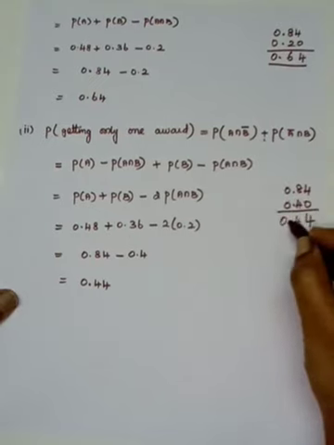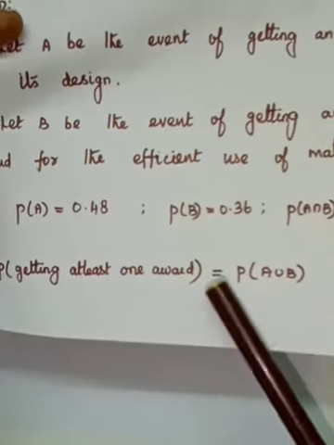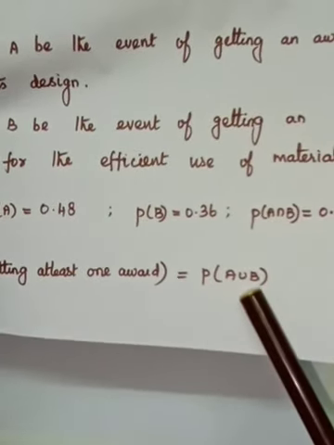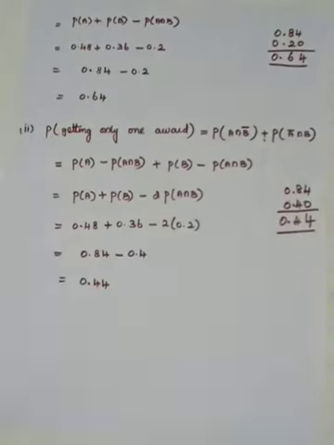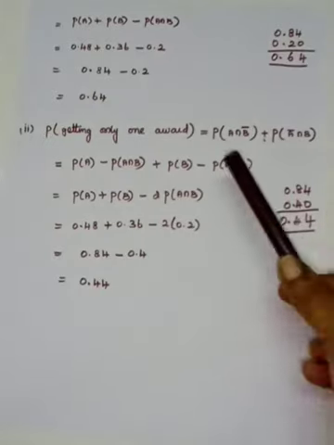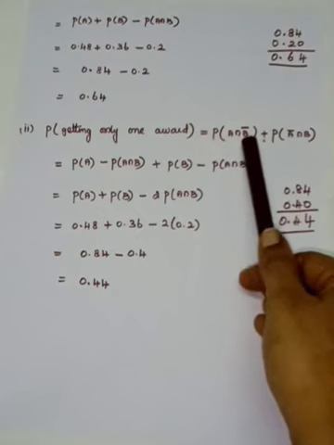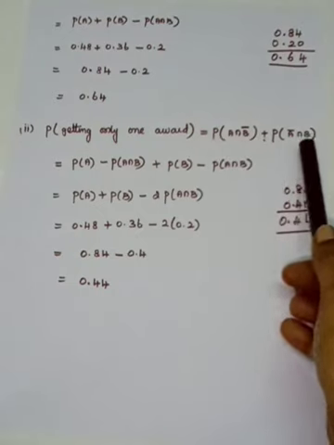Okay, so getting at least one of the two awards means you have to find out P of A union B. Getting only one award means it is A only or B only. So therefore P of A intersection B bar plus P of A bar intersection B.